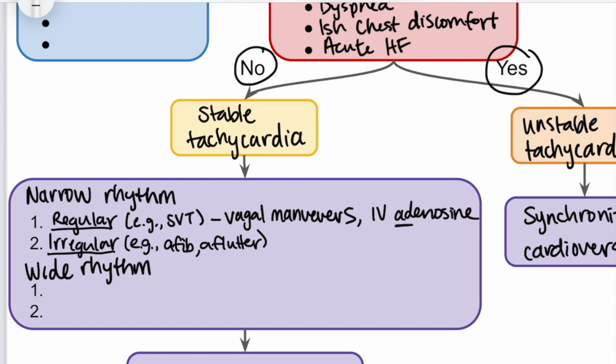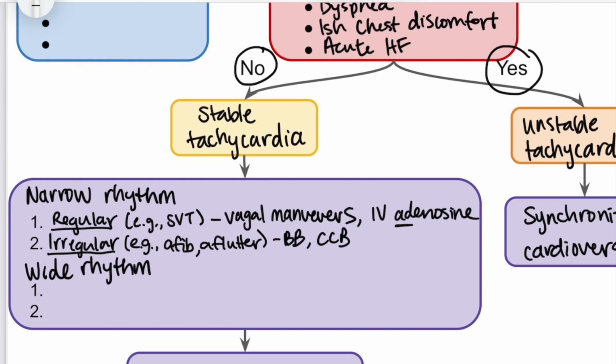It essentially causes a pause of any signal passing through the AV node, which will hopefully treat the overstimulation of the AV node and get the patient back to a normal rhythm. That's why in the case of AFib and A-flutter, IV adenosine does not work because the origin of the irregular rhythm for AFib and A-flutter is not the AV node. Instead, we'll have to use beta blockers or calcium channel blockers. Beta blockers could include metoprolol, and calcium channel blockers could include diltiazem.